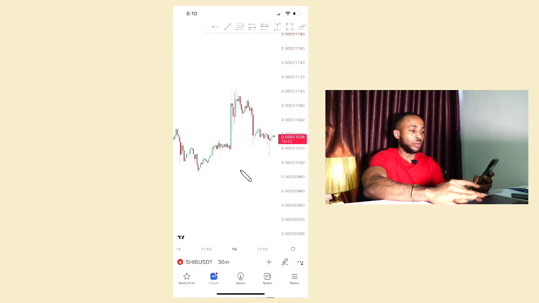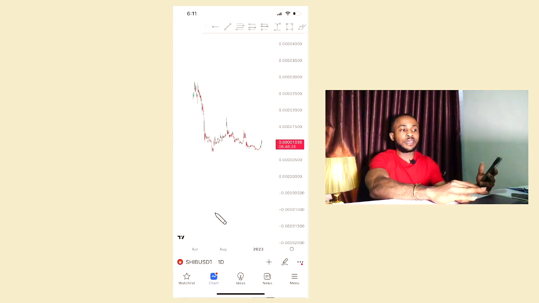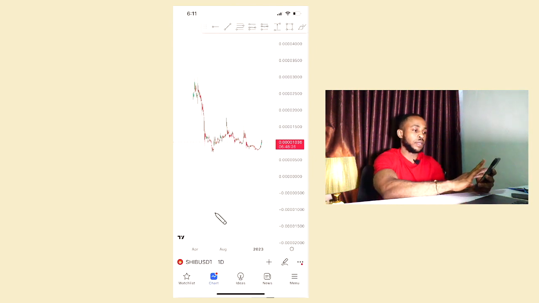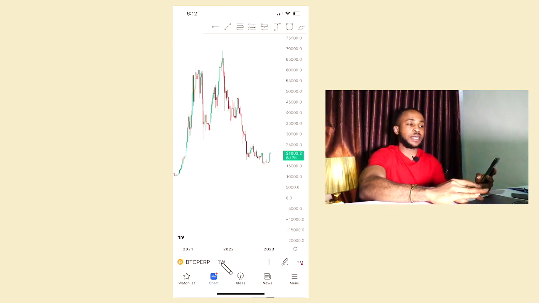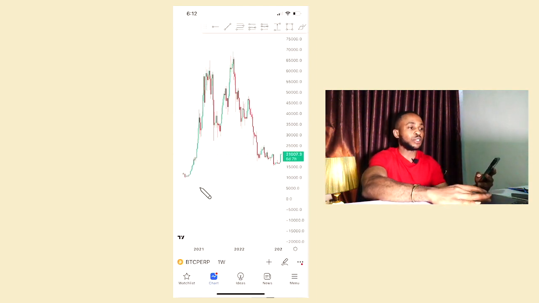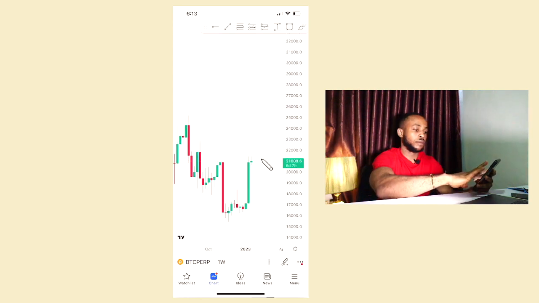I can click on this time frame here and change it to the daily. This is how the daily chart looks like at the moment. I can zoom out. Let's even go to Bitcoin. This is how Bitcoin's weekly chart looks like at the moment, meaning that one candle represents 1 week. As you can see, we have an uptrend, then before we started coming down in price to currently at 21,000.